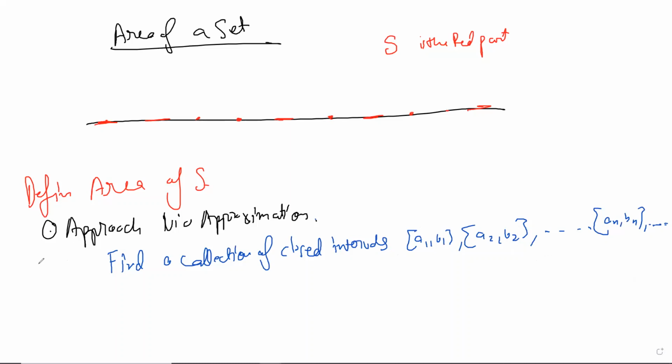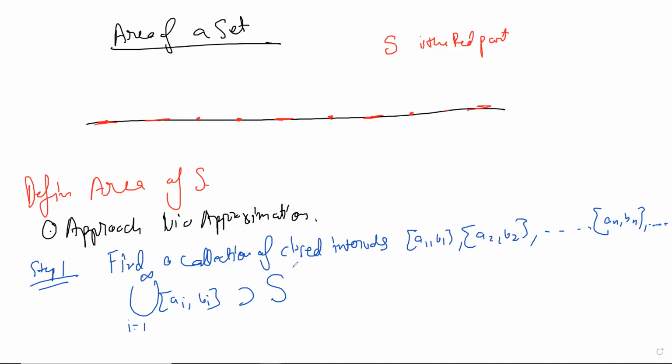So step one, to be very clear, is to find a collection of closed intervals, but mind you, you can also find open intervals. It will be the same in the end. Find a collection of closed intervals such that the union, so the point is it should cover the set. The union of these closed intervals covers the set. Okay, this is what of course we want.